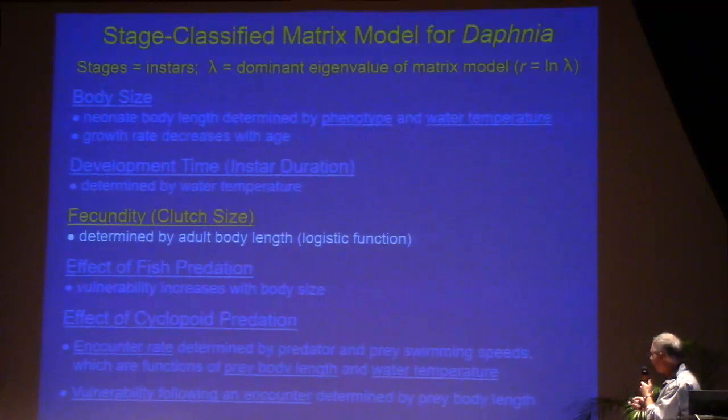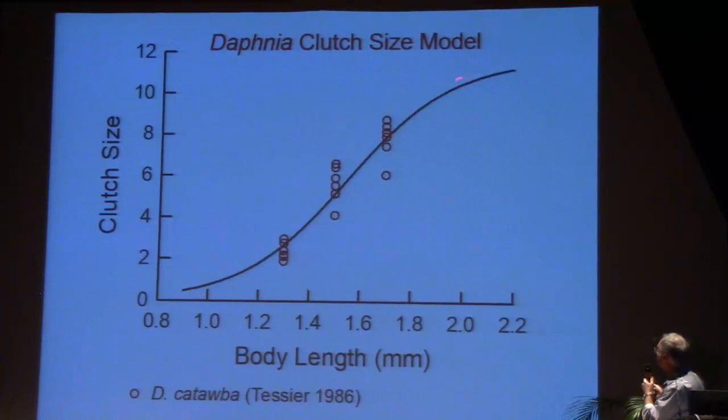Fecundity or clutch size is determined by adult body length. And I modeled a logistic function for this that basically maxed out clutch size at about 11 eggs per animal at very large animals. And then parameterized this using data from Alan Tessier's study in 1986 on Daphnia catawba. So these values are from real lake samples, not laboratory feeding studies.